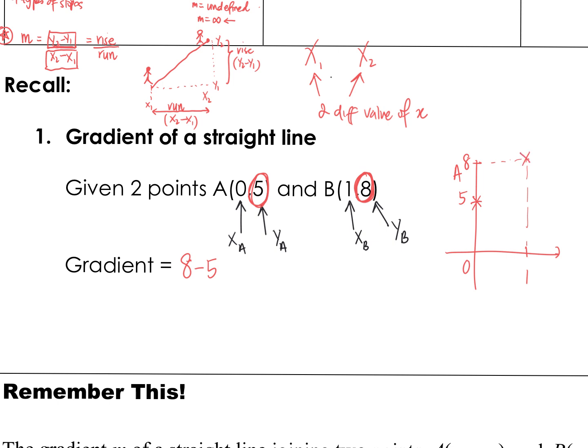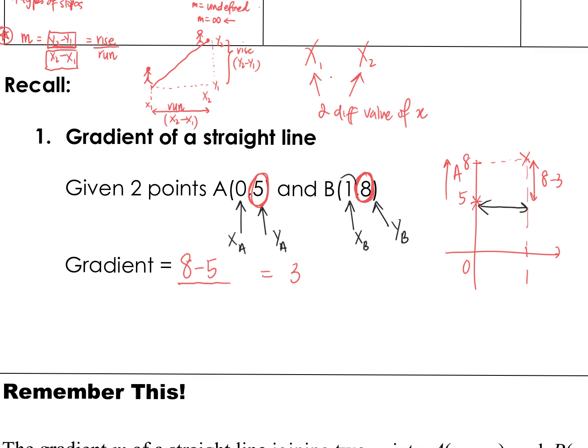So how do I find my rise? It will be from 5 to 8, so it has risen up by 3 units. How do I know? I take y2 minus y1. So that's why I get 3. Okay, but what about the horizontal distance?